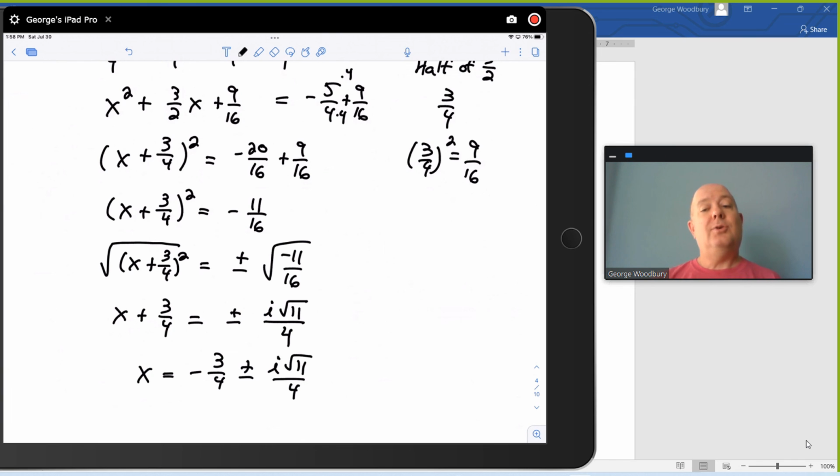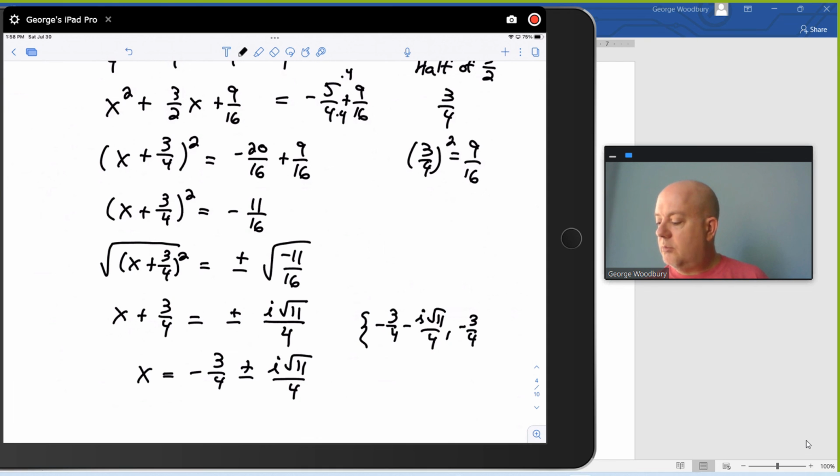And again, you can combine that as a single fraction because the denominators are the same, or you can leave them separate. The solution set is negative 3/4 minus i root 11 over 4, comma, negative 3/4 plus i root 11 over 4.